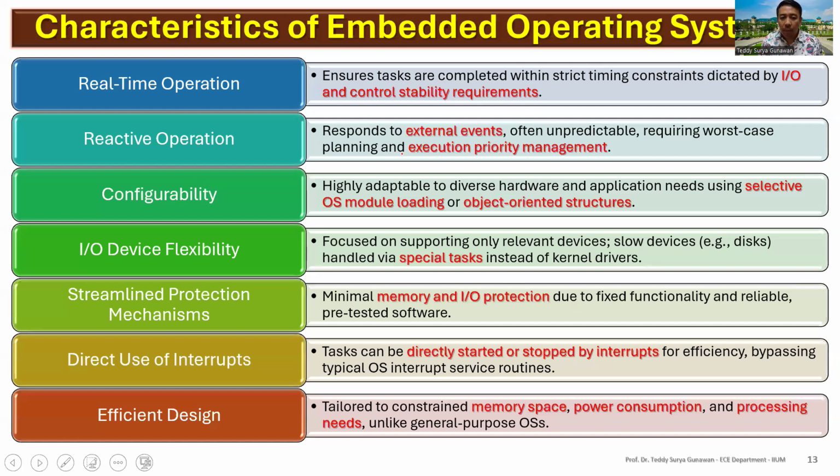So the characteristics of embedded OS, we have seven. The first one is real-time operations. So it ensures tasks are completed within strict timing constraints dictated by I/O and control stability requirements. Second one, it has reactive operation. It responds to external events, which are often unpredictable, so requiring worst case planning, worst case scenario, and execution priority management.